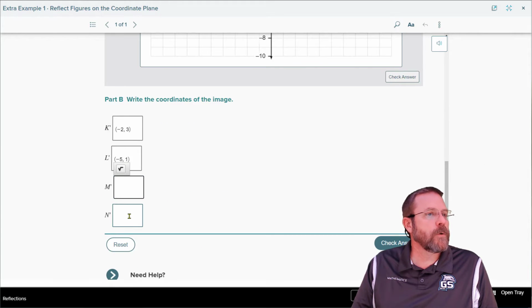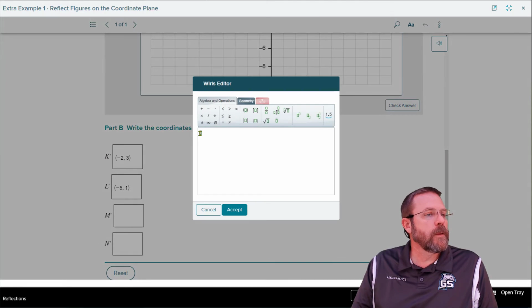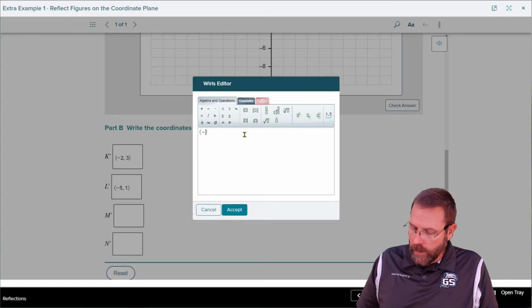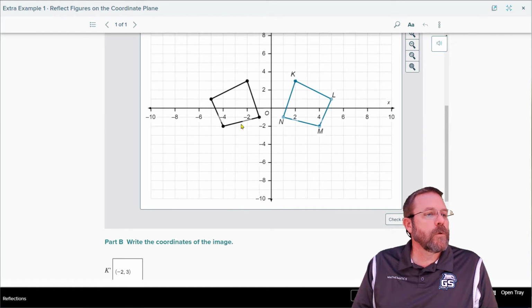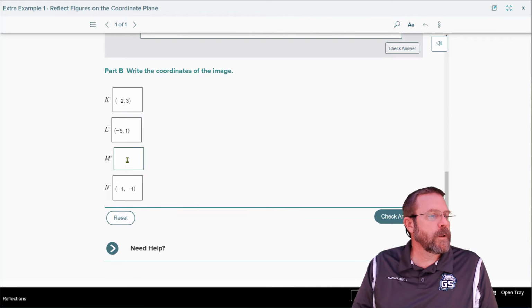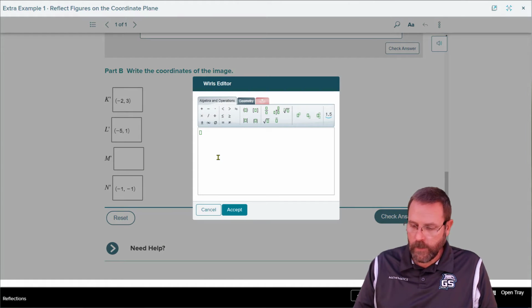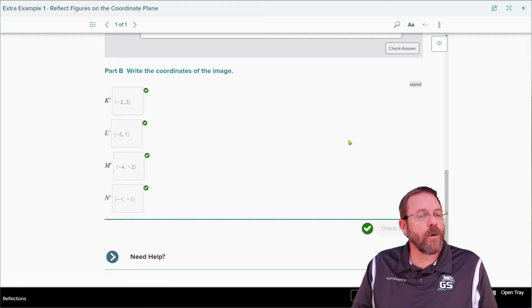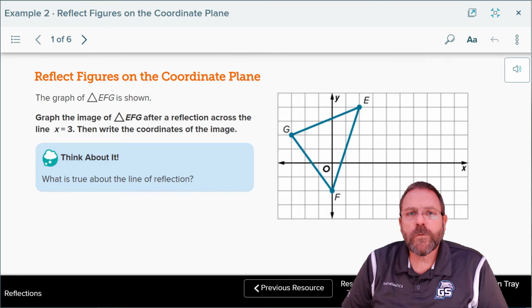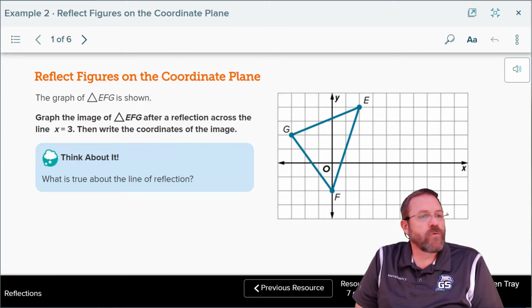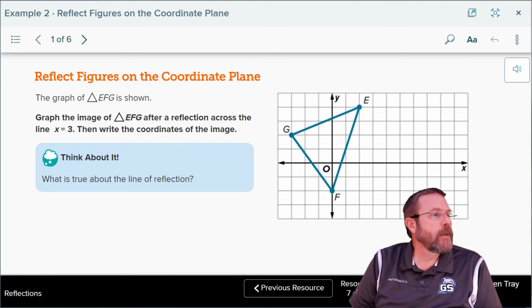So N prime here, actually that's going to be that one. It's going to be parentheses, -1, comma, space, -1. And M prime is going to be over here, which is -4, -2. So I'm going to type in my -4, comma, space, -2. Accept and check. And all those check. I'm not sure why it's saying the graph is wrong. The graph is right.